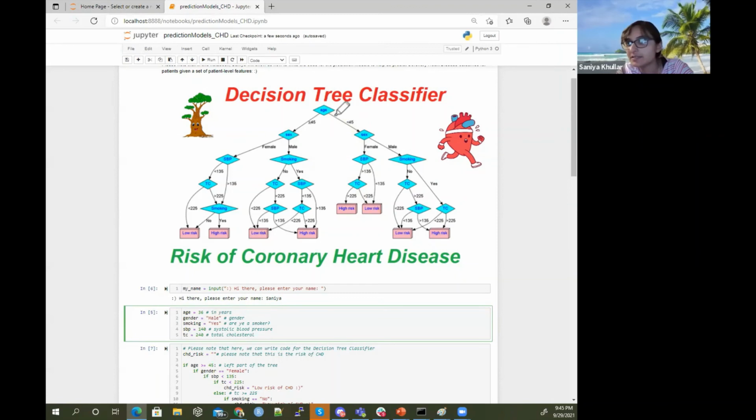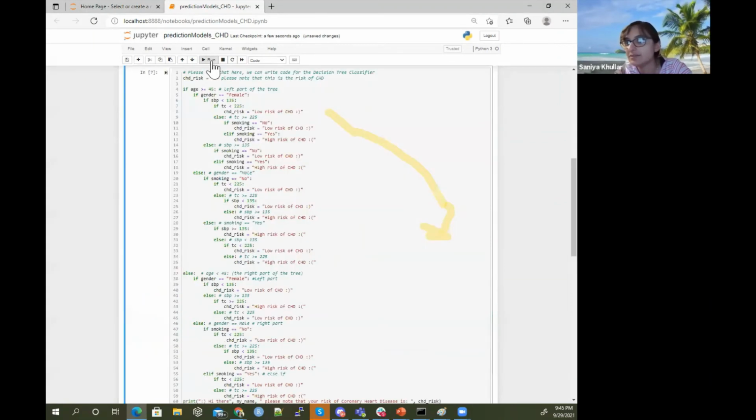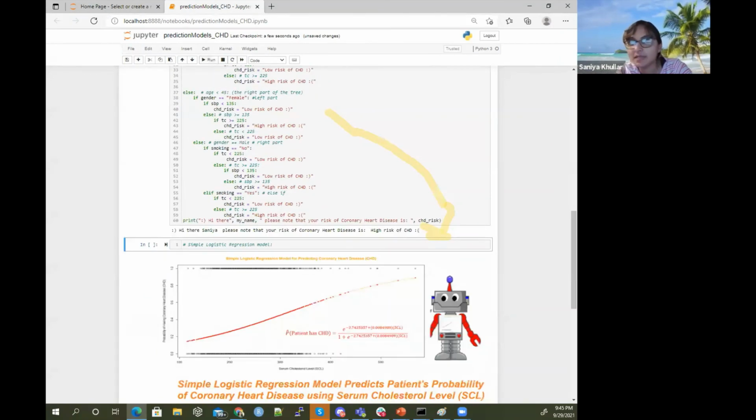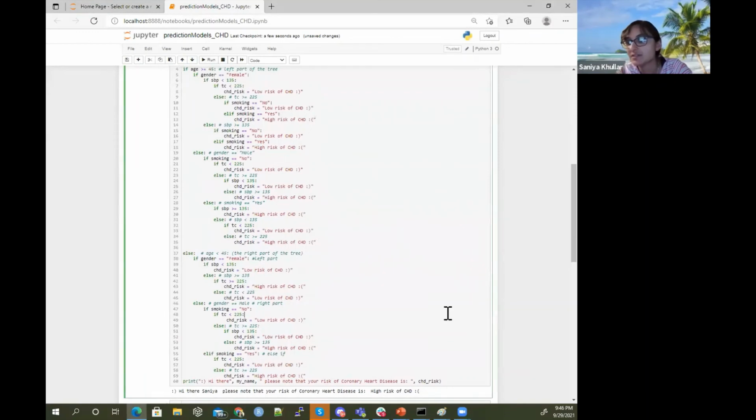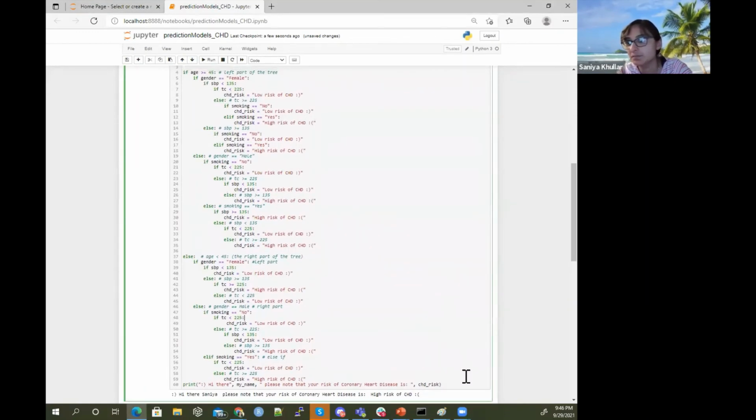So our age is 36, so we're here. Gender is male, so we're here. Smoking is yes, so we're here. Systolic is not used again, but total cholesterol is 240, which is here. So we should be high risk accordingly. So let's see what we get. We should hopefully get high risk. And that's exactly what this is predicting for us. So it predicts high risk of coronary heart disease.